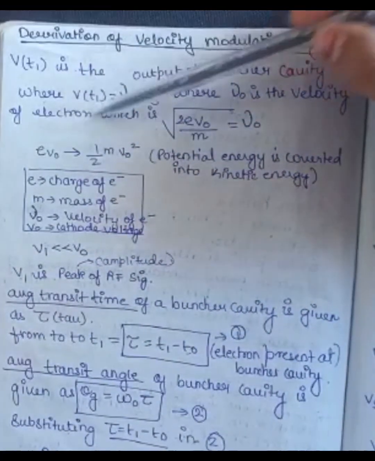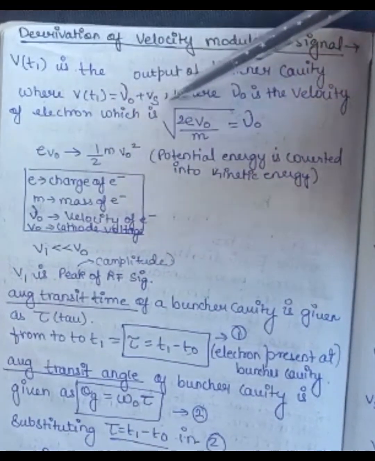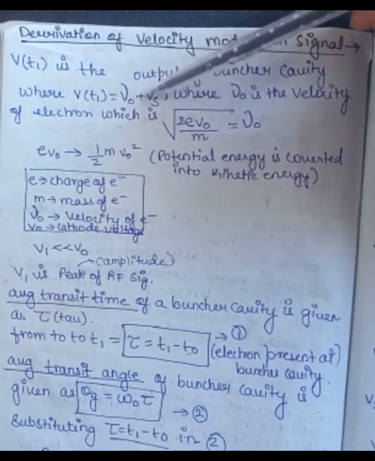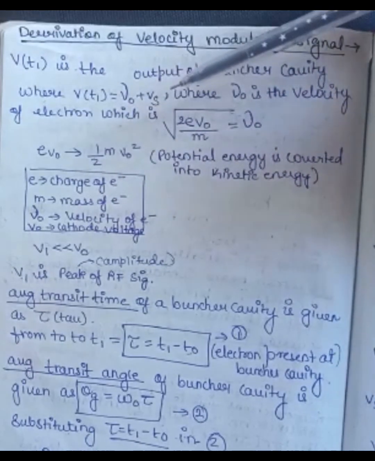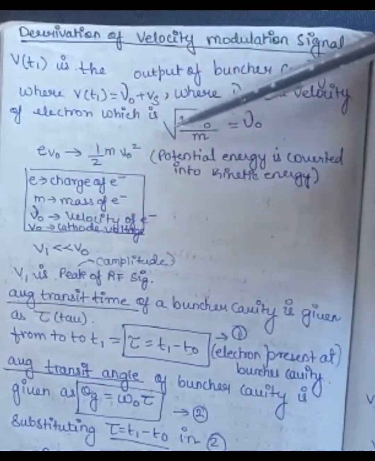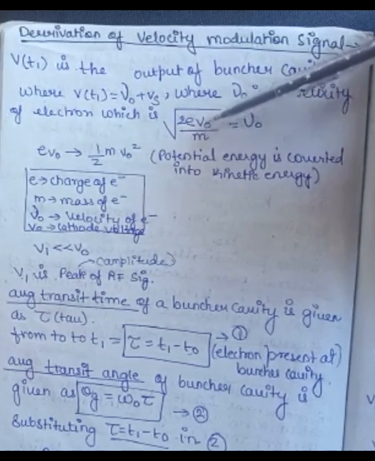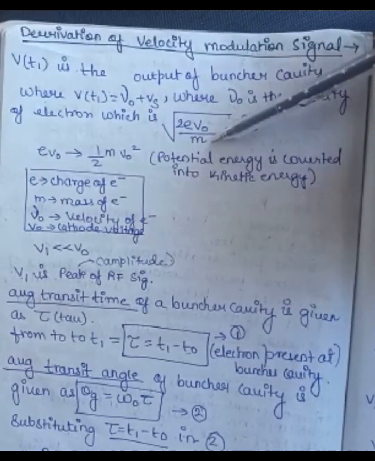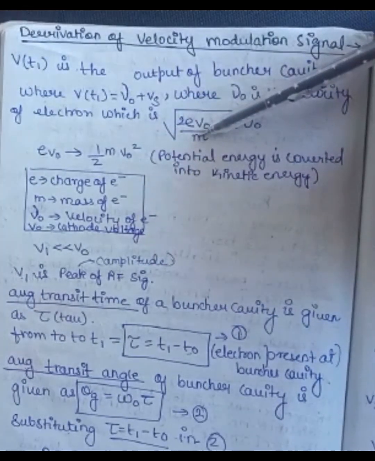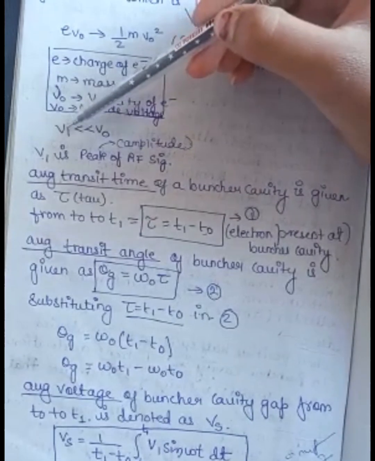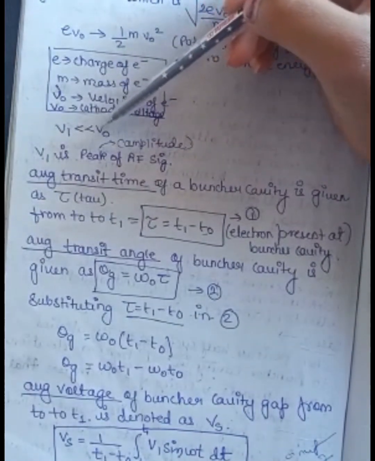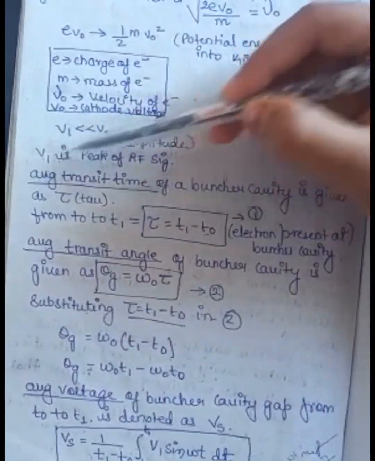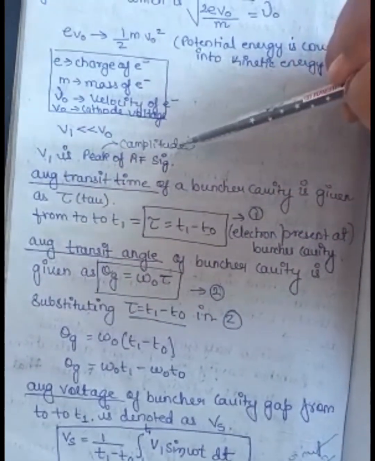Here Vt1 is represented as Vo plus Vs. Here Vo is represented as the velocity of electron and Vs is the average voltage. Vo is represented as under root 2eV0 by m. Here this V0 is the cathode voltage, m is the mass of electron, e is the charge of electron. Here we have to remember that V1 is always very less than V0. V0 is the cathode voltage and V1 is the peak of the RF signal, that is the amplitude.